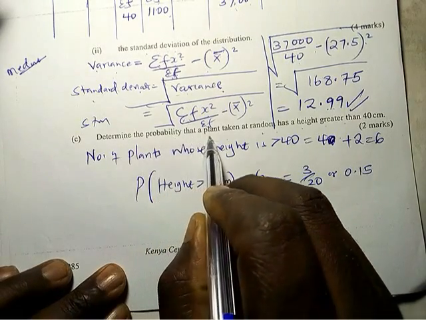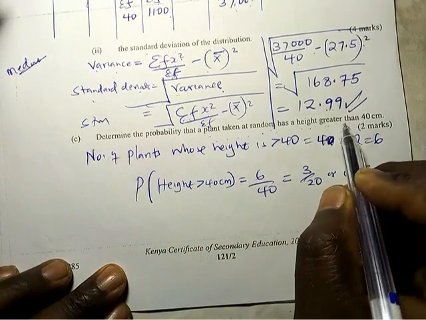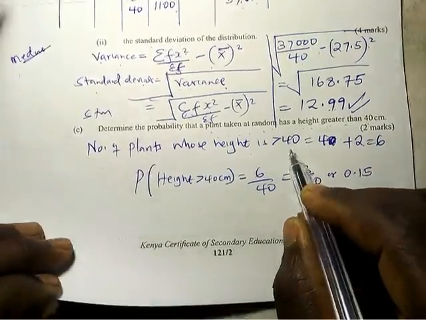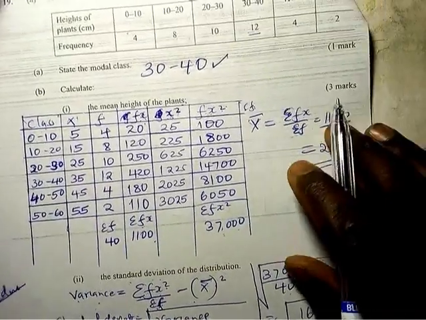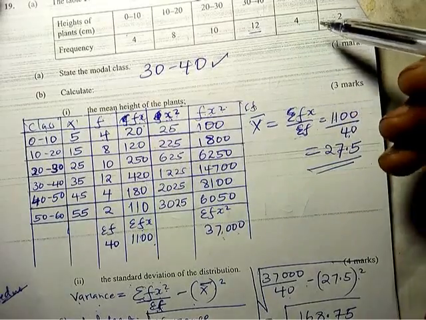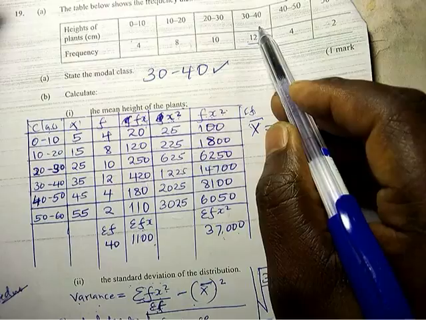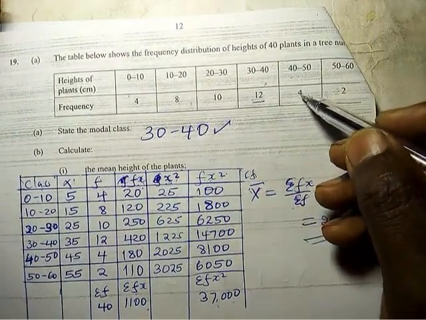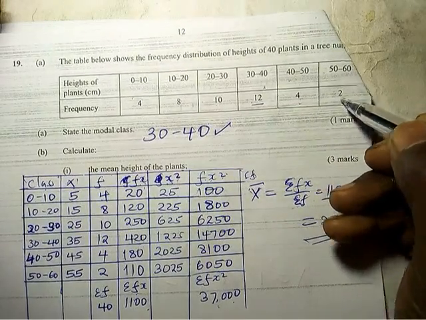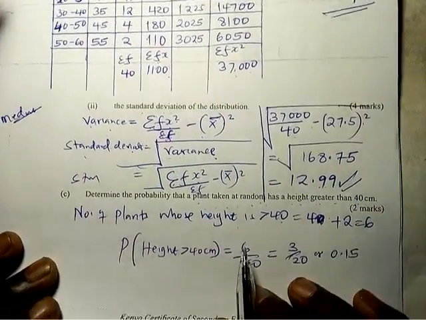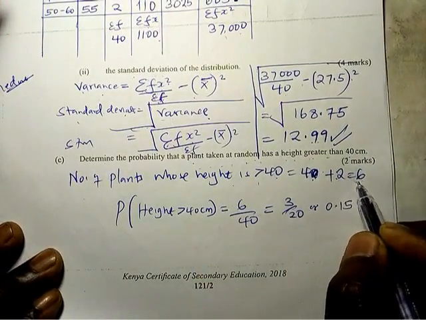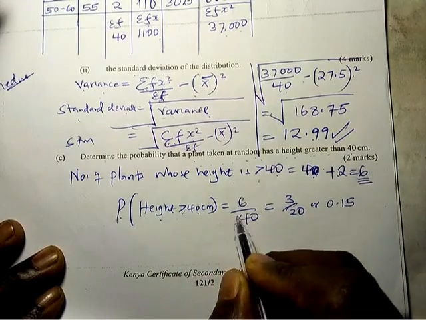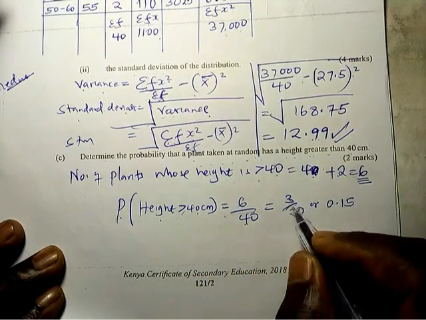Determine the probability that a plant taken at random has a height greater than 40. So number of plants whose height is greater than 40, you use the table here. Greater than 40, as you can see, 40 is here. So greater than 40 is 41, 42, 43, 45. So it is 4 plus 2. So number of plants whose height is greater than 40 is 4 plus 2, which is equal to 6. So the probability of height greater than 40 is 6 over 40, over the total. And that one is 3 over 20.